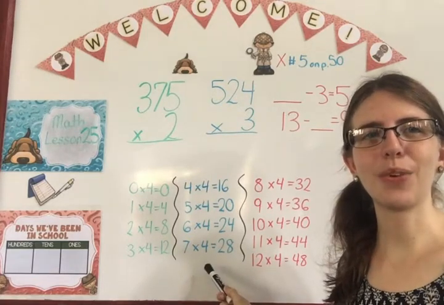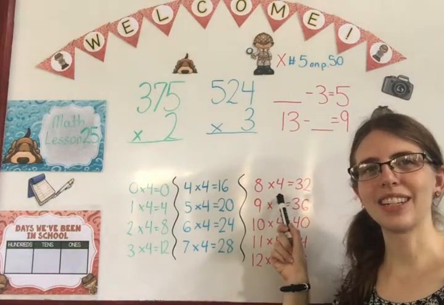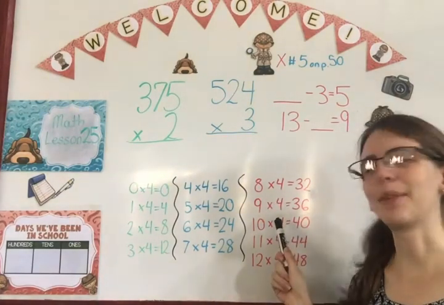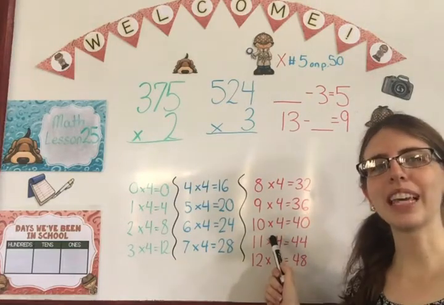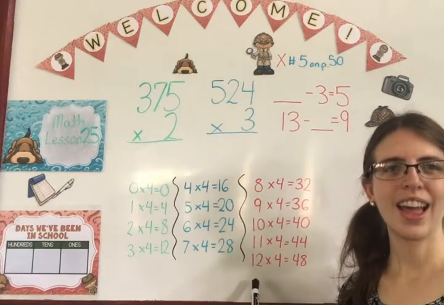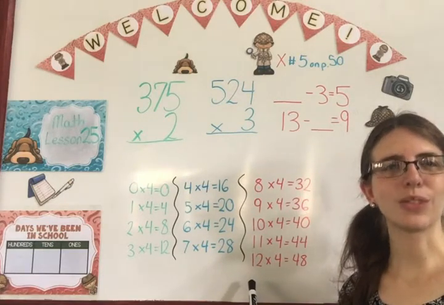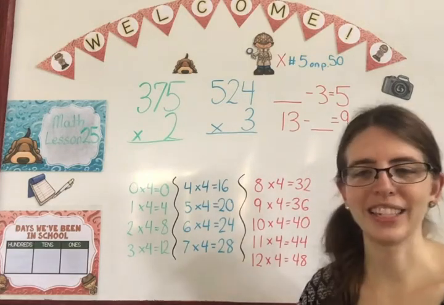7 times 4 equals 28. 8 times 4 equals 32. 9 times 4 equals 36. 10 times 4 equals 40. 11 times 4 equals 44. 12 times 4 equals 48. Very good. Now we're going to practice our measures.